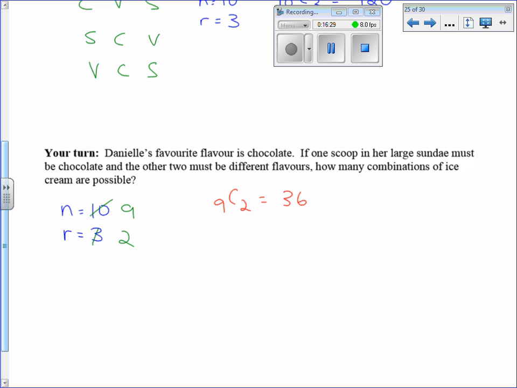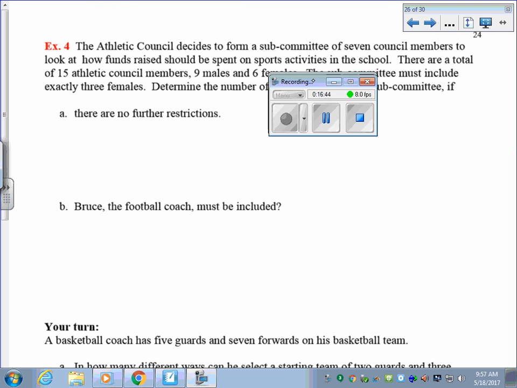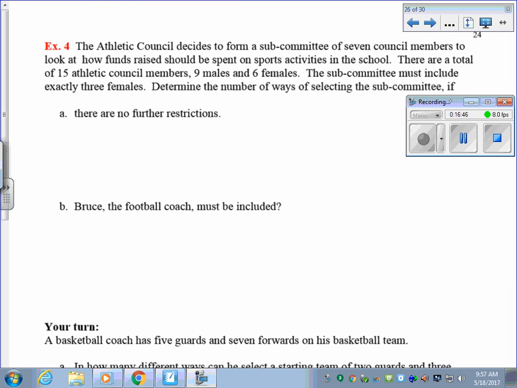Okay, next page. We'll start looking at slightly more complicated questions, or ones where we have to do a little bit more thinking, and maybe we have to calculate more than one number. Okay, so we have here, the athletic council decides to form a subcommittee of 7 council members to look at how funds raised should be spent on sports activities in the school.